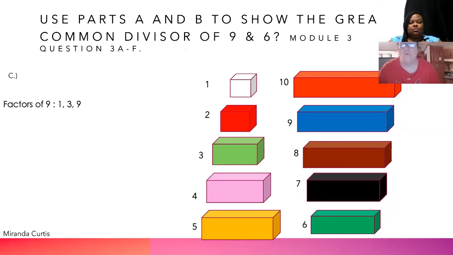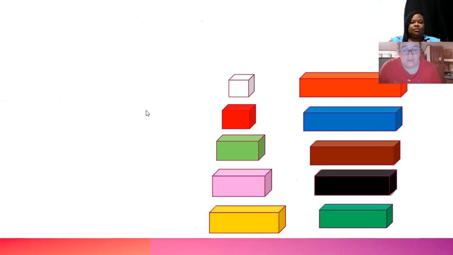Okay, so we already went through 9 and we had 1, 3, and 9 because 1 times 9 is 9 and then 3 times 3 is 9. And then Miss Dominique showed us in the last question, the factors of 6 is 1 times 6 and then 2 times 3. So we pick one more, that gives us 3 because 3 is in 9 and is in 6. Miss Dominique, show all the links.